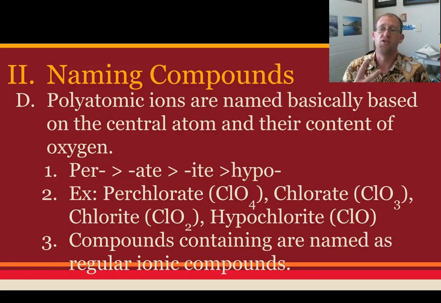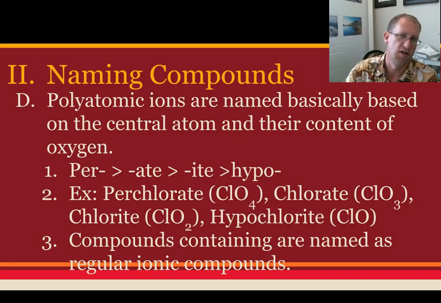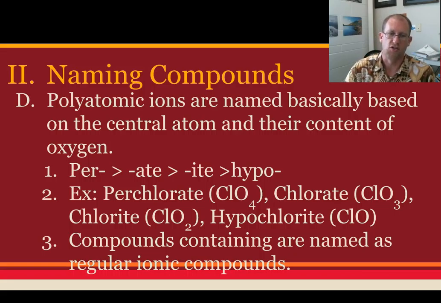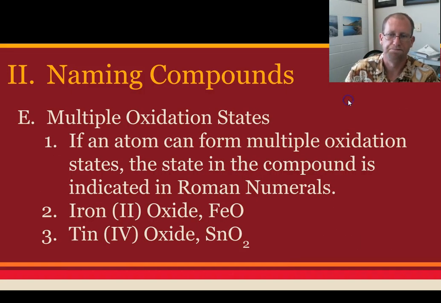And then if something has more than 2 options, if it has 3 options or 4 options, like the chlorine-based polyatomics, then what we wind up doing is sticking per as a prefix in front of the word and still using ate for the most oxygen, and then hypo as the prefix and still using ite as the suffix for the least oxygen. So perchlorate is ClO4, chlorate is ClO3, chlorite is ClO2, and hypochlorite is ClO. Again, that helps a little bit, but basically you just need to memorize these things, okay? So have a good time with that.